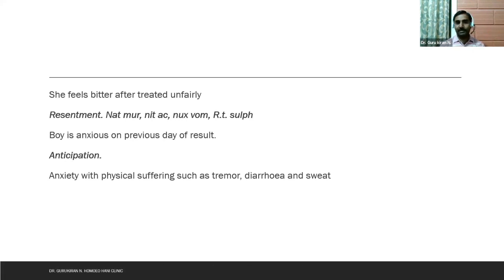And anxiety with physical suffering such as tremor, diarrhea, and sweat. It is anguish. Anger is different. Anguish is different. Anguish is a broader one. Anxiety with physical suffering such as tremor, diarrhea, and sweat. Bismuth and arsenicum album are the main remedies.